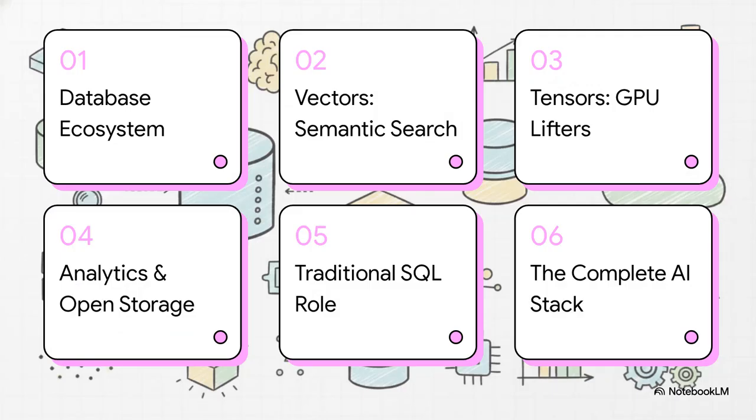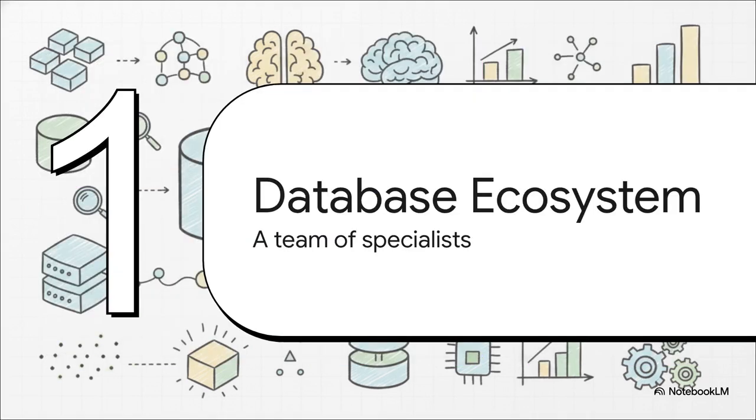So here is our roadmap for today. We'll start with the AI database ecosystem, move into vectors for semantic search, then tensors as the GPU heavy lifters. After that, analytics and open storage layers, the role of traditional SQL, and finally we'll bring it all together with the complete AI stack. Section 1, the AI database ecosystem. Let's meet our team of specialists.